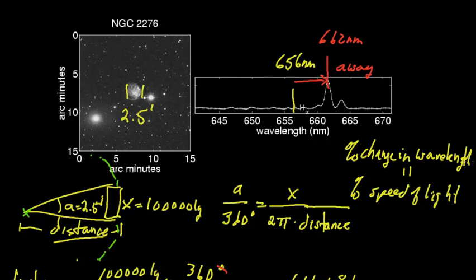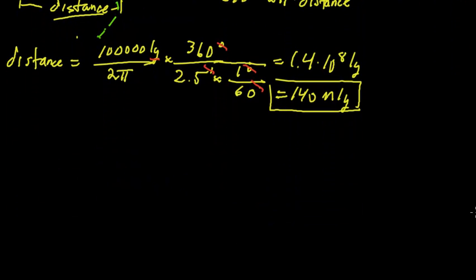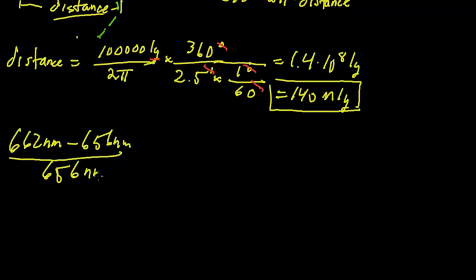So the percent shift is simply, if we just scroll down here, 662 nanometers minus 656 nanometers compared to 656 nanometers, and I can multiply it by 100%. With this, I get 0.009, or really 0.9%. Okay, and so this object is moving away from us at 0.9% of the speed of light.